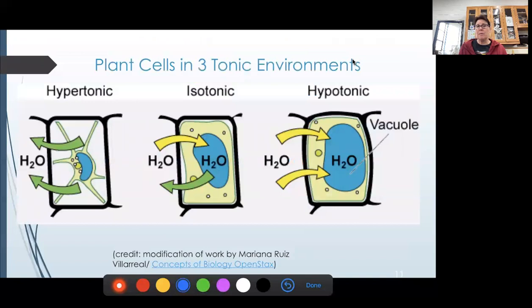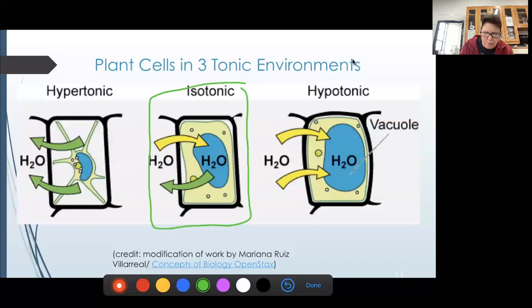We have the same situation with plants. So that was an animal cell. Animal cells don't have cell walls. So we have an additional structural support that will help us out here with plants. And so again, with our iso, everything's good. Same amount of water moving in is out. Notice my central water vacuole, it's okay. It's not big like over here. And when it's big like it is over here, because we're in a hypotonic, meaning we have more solute inside the cell, this is what we want.